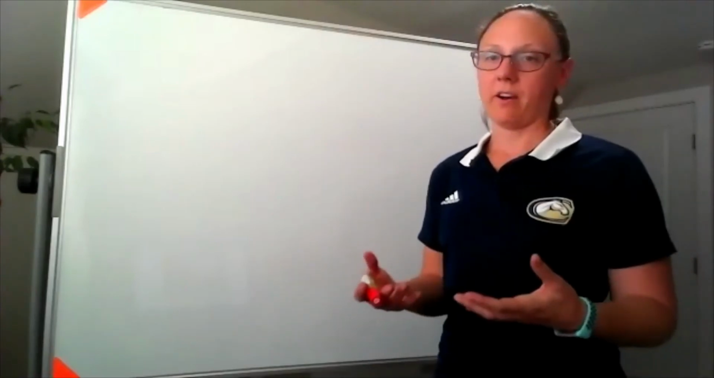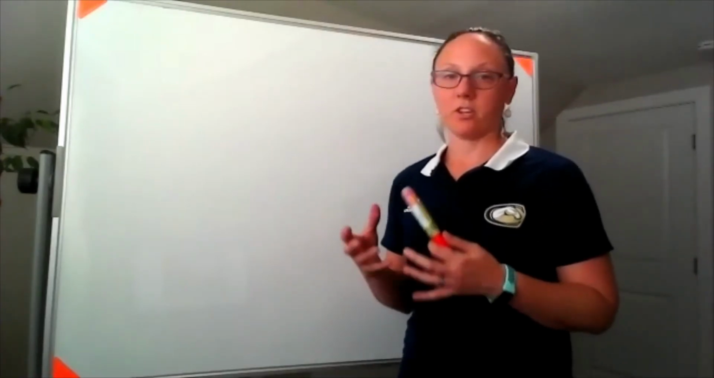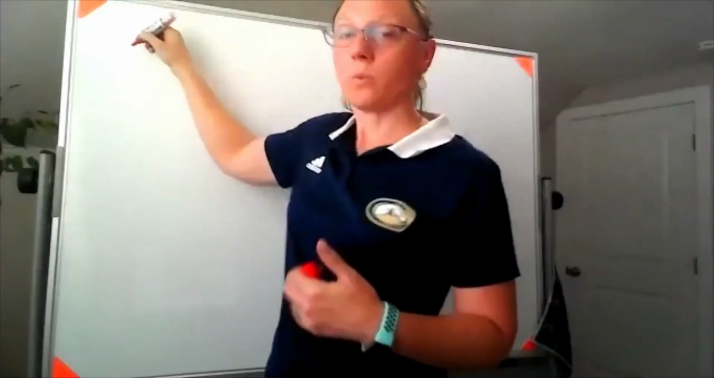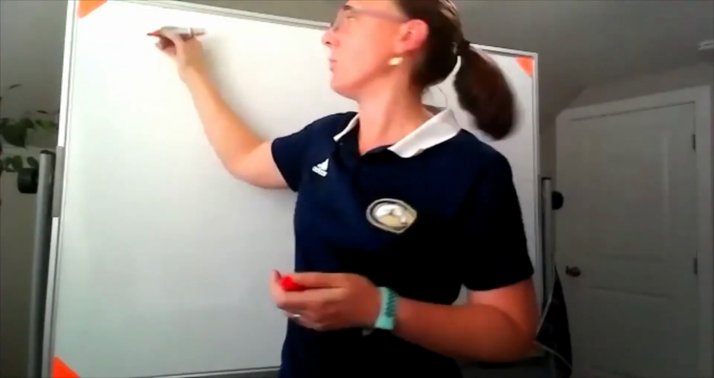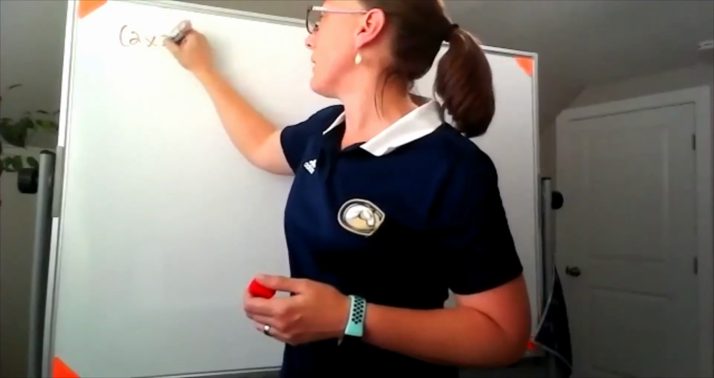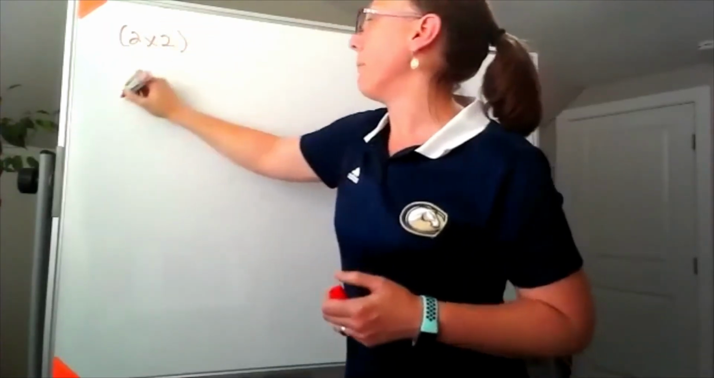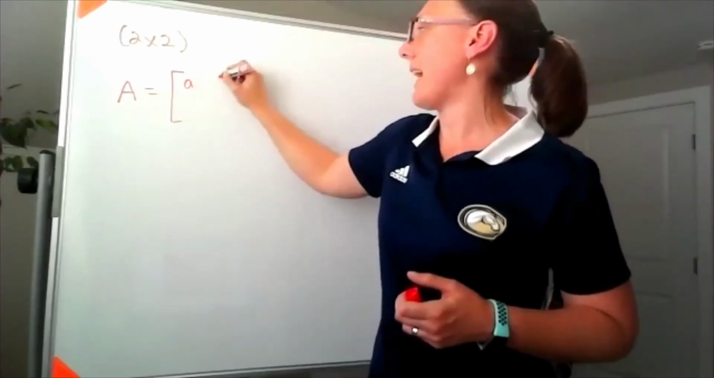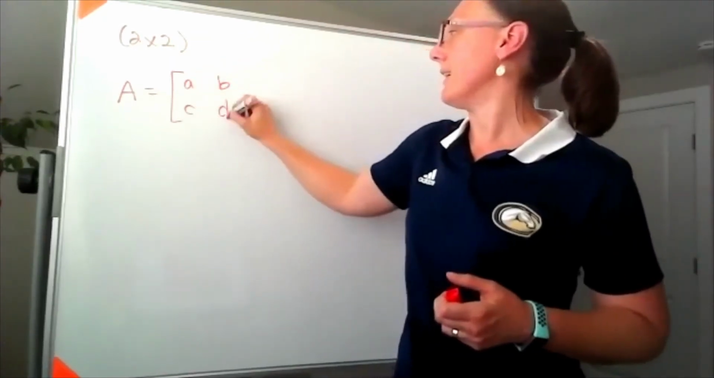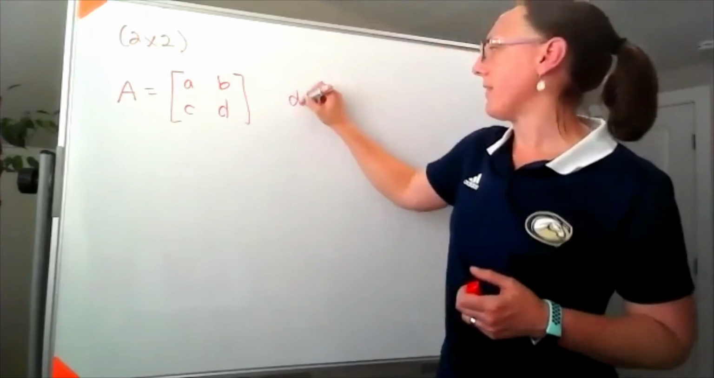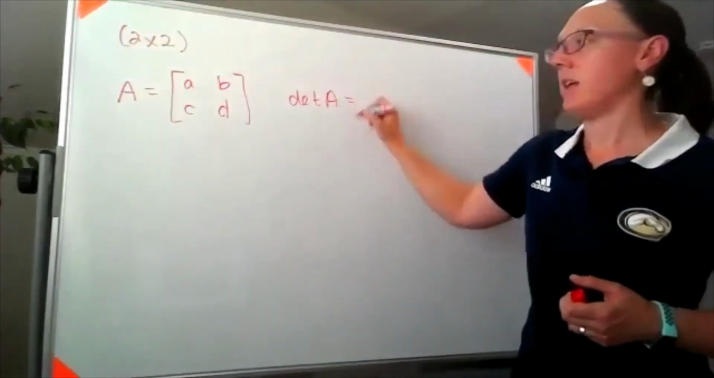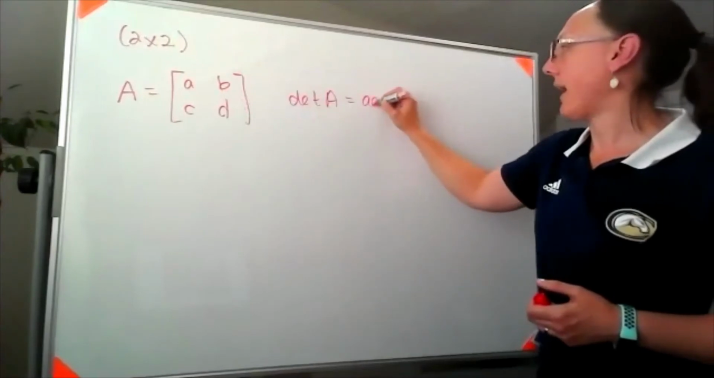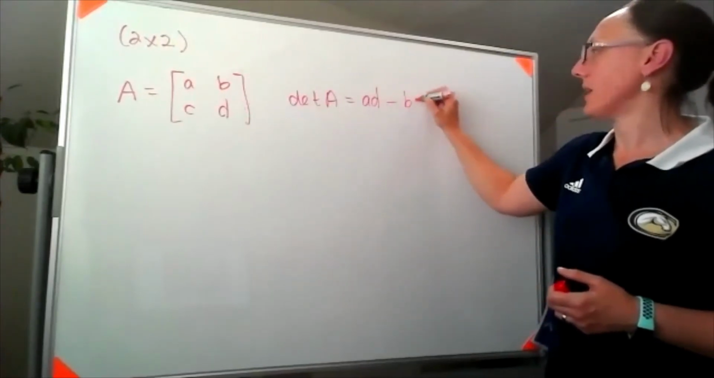Really, I think there are a couple of things that you need to know in terms of formulas. So for the inverse of a matrix, we have a formula for a 2 by 2. So if it's a 2 by 2 matrix, and I write our A matrix as A, B, C, D, then the determinant of A is AD minus BC.